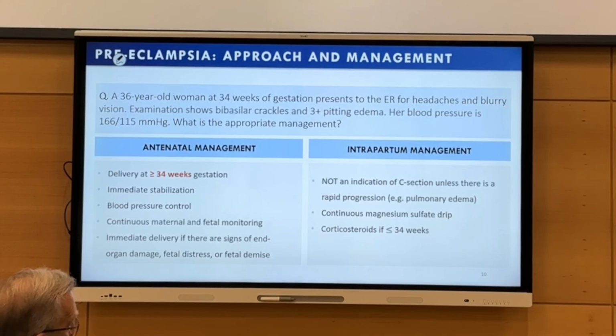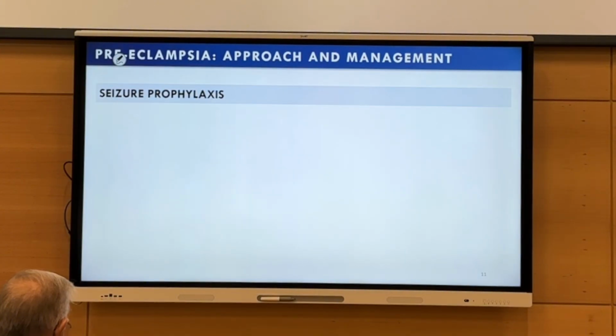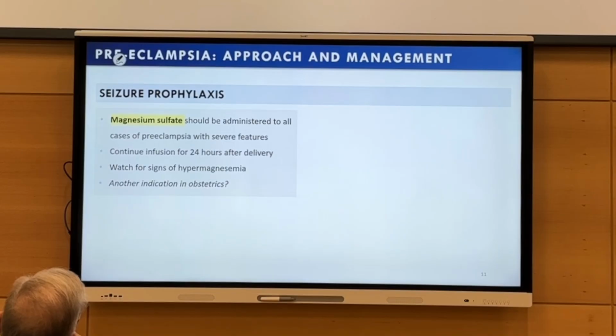Magnesium sulfate. For what? Eclampsia. For seizure. An important thing about magnesium sulfate: we said it should be administered in cases of severe preeclampsia, and you need to watch out for signs of hypermagnesemia.